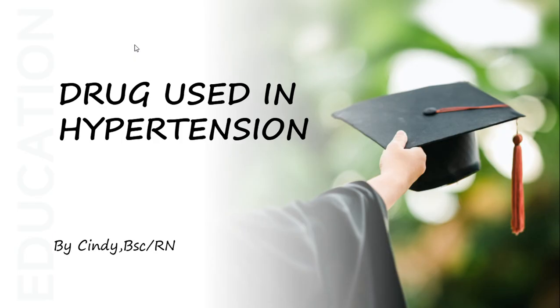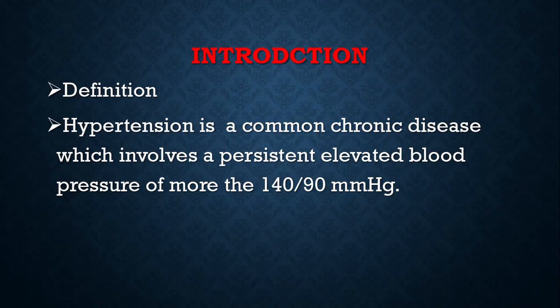So let's get started. So guys, hypertension can be defined as a common chronic disease which involves a persistent elevated blood pressure of more than 140 over 90 millimeters of mercury. So in short, hypertension is simply a common chronic disease in which there is persistent elevation of blood pressure above 140, which is the systolic, and 90 millimeters of mercury as diastolic.